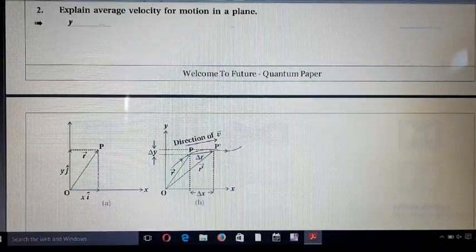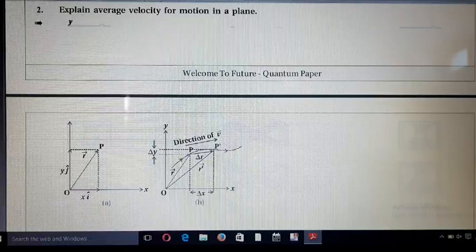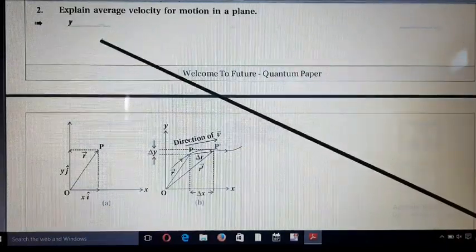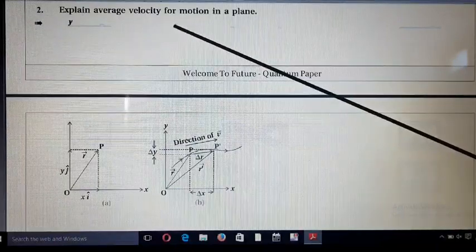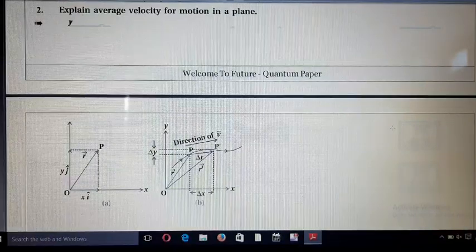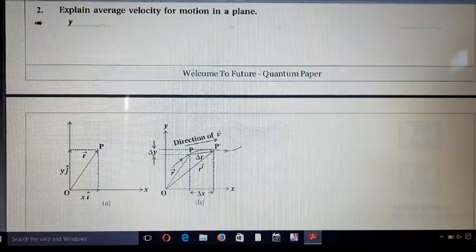Hello friends, welcome. Today I will explain average velocity for motion in a plane. Friends, first of all, look at this figure.